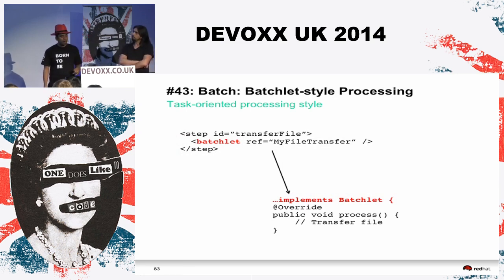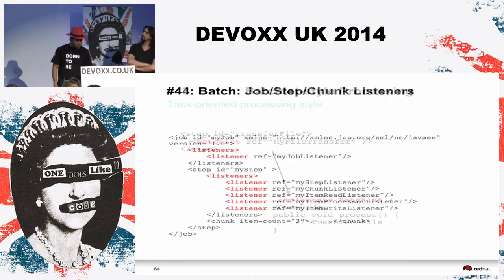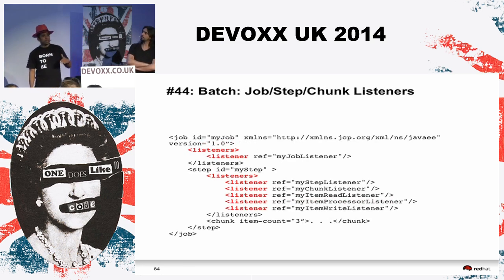Or you can do an ad hoc task. Like one task is just upload a file or send an email, and you can schedule that as a batch job as well. For different stages of batch, there are listeners.